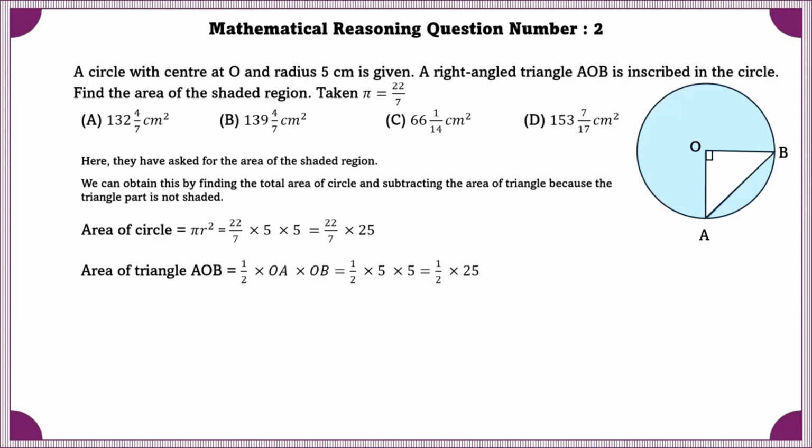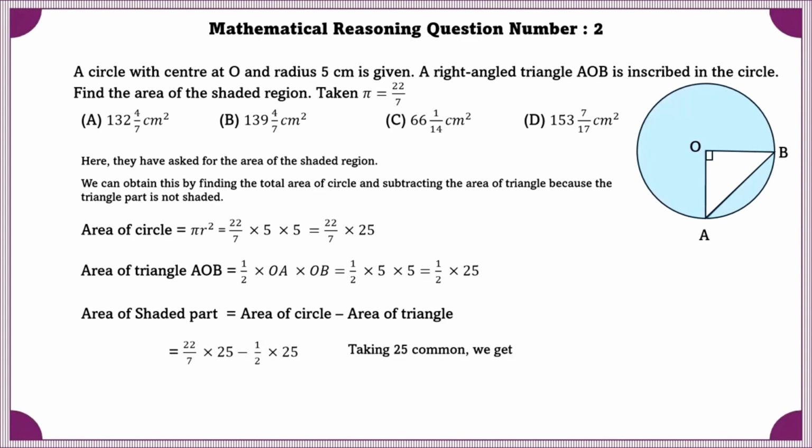Now area of the shaded part is equal to area of the circle minus the triangle, because the triangle is not shaded. That is equal to 22/7 into 25 minus 1/2 into 25. Taking 25 common, we get 25 into (22/7 minus 1/2), which is equal to 66 1/4 centimeter square.